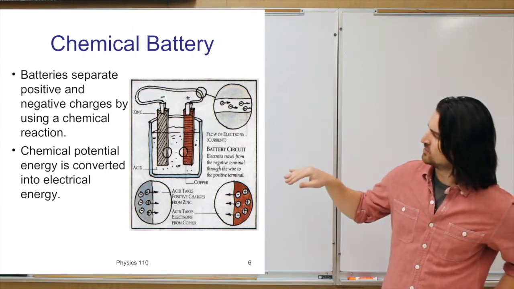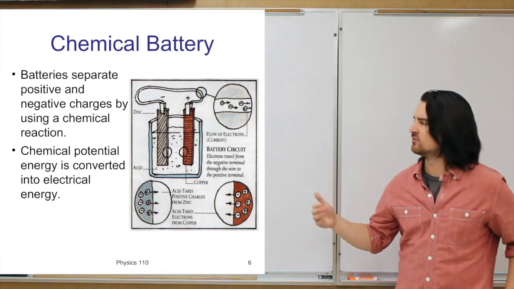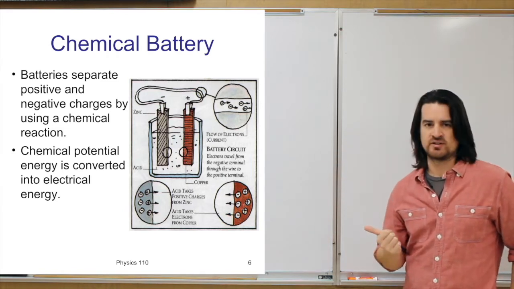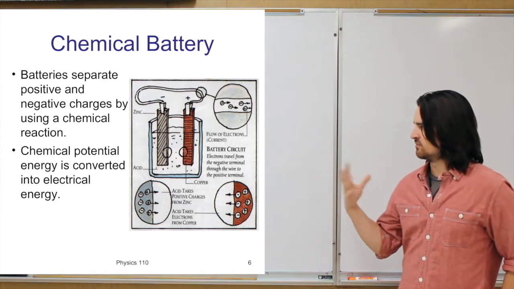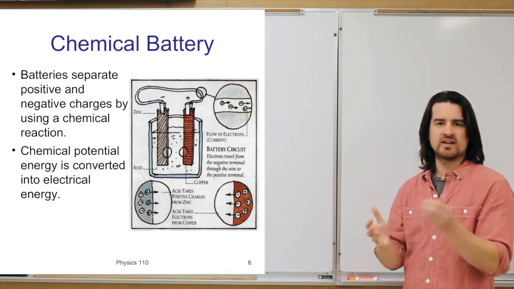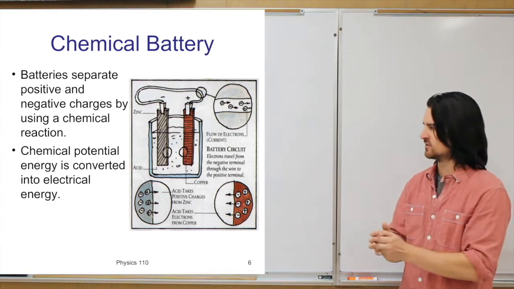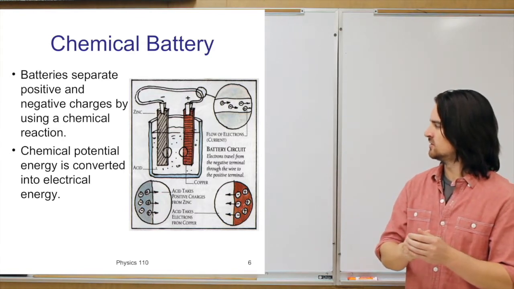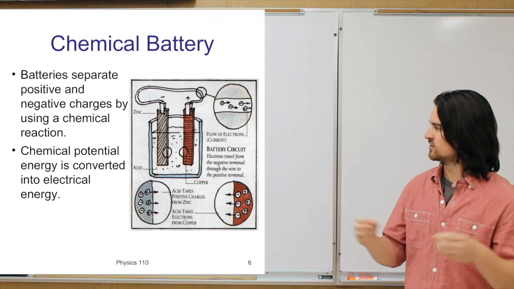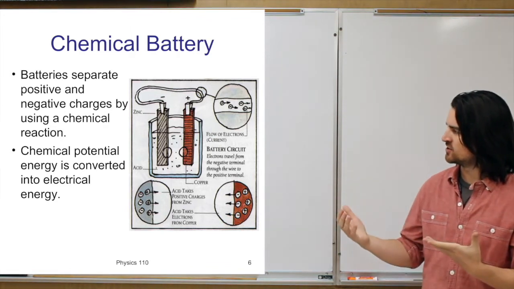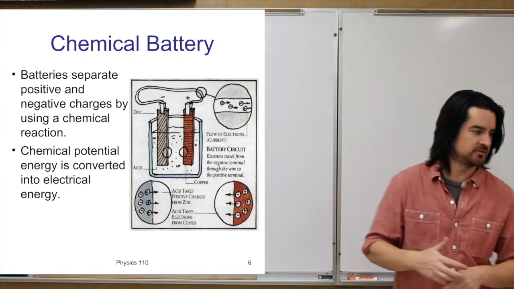Yeah, so a chemical battery or a regular battery that we think of is an example of converting chemical potential energy locked up in pulling things off of atoms and elements, like pulling electrons off or separating molecules, converting that stored energy into electrical energy.